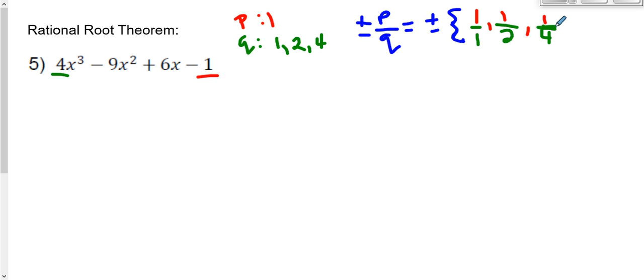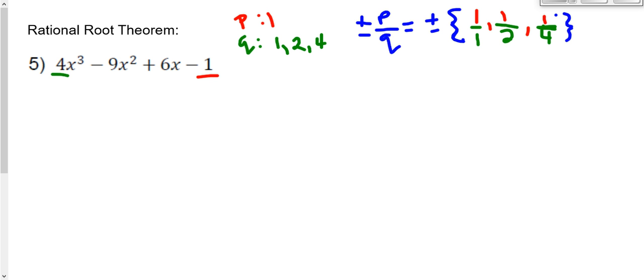Now these are rather nice in that they don't really have to be simplified. I could simplify the first number, 1 divided by 1, that's just the number 1, but 1/2 and 1/4 can't be simplified. So in this set of p over q's, I have 6 possible rational roots for my function because each of the numbers, 1, 1/2, and 1/4, could either be positive or negative.